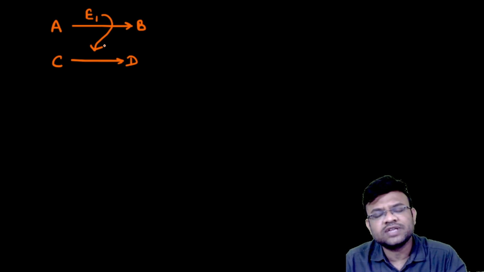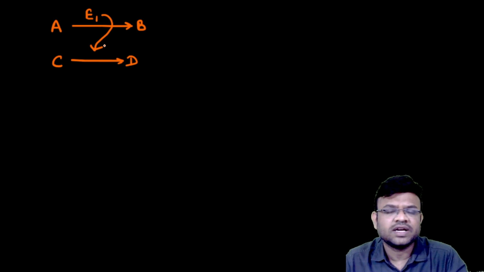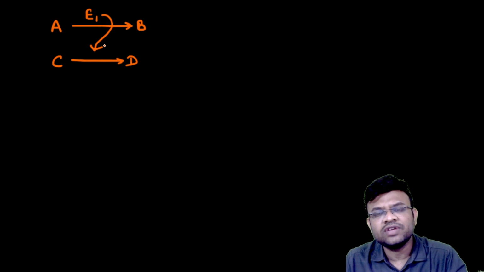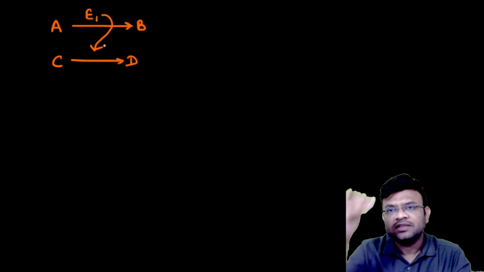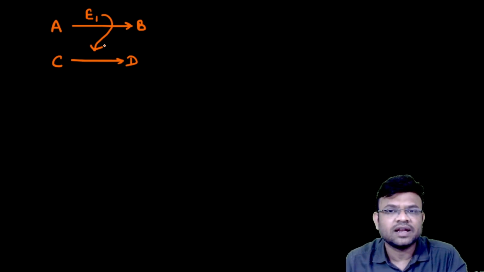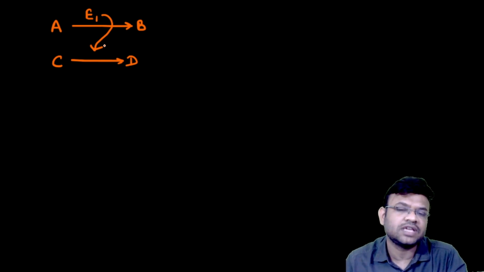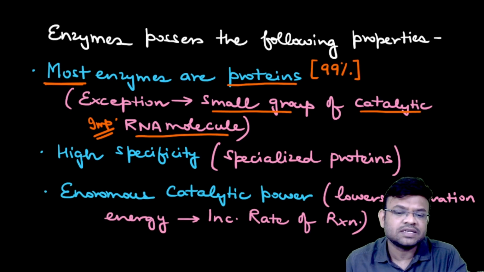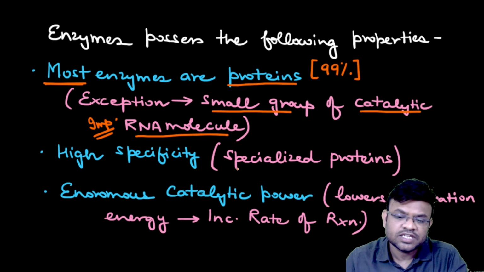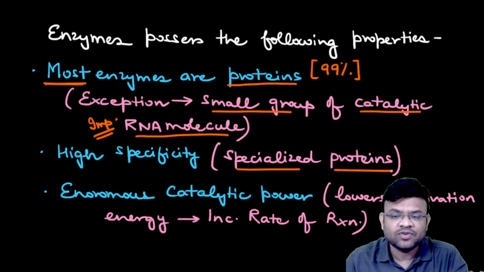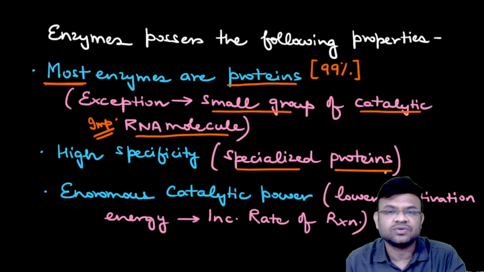For instance, if you study glycolysis or if you study other biochemical reactions, you would know that each and every reaction has a specific enzyme. You would not see that multiple reactions are being catalyzed by only one enzyme. That is not seen. So the reason behind this is the specificity of the enzyme. So enzymes are specialized proteins and they would be catalyzing particular reactions only.